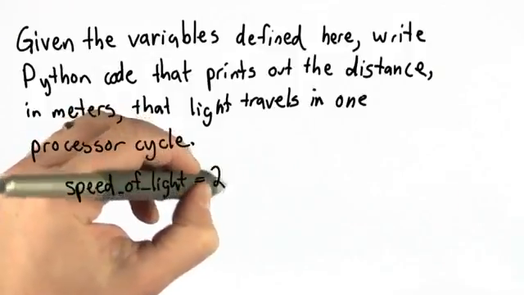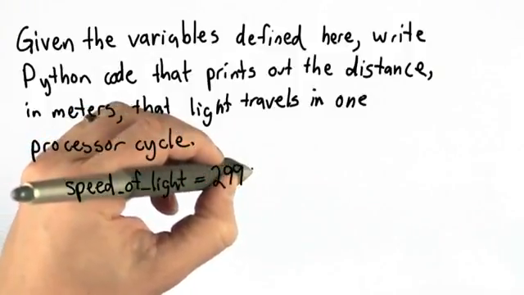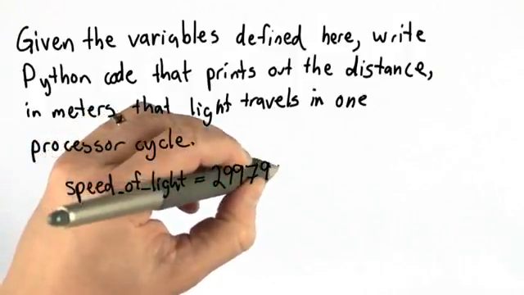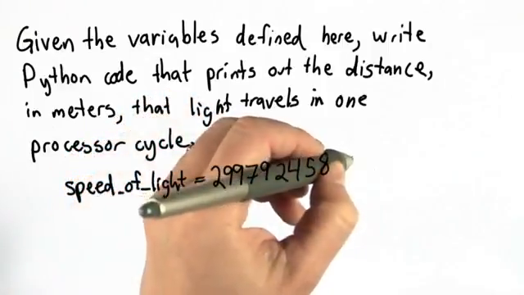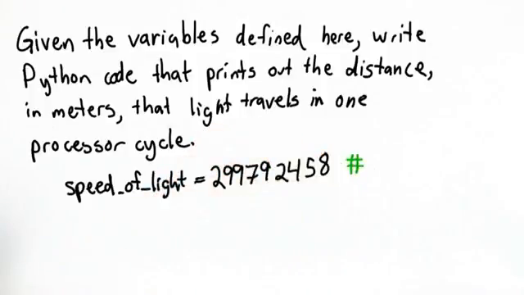So the first variable is speed of light, and we've assigned to the variable speed of light the number of meters that light travels in a second. It might be hard to remember that, so we also have a comment there. We haven't used comments yet, but they're a very useful thing to add to our programs.